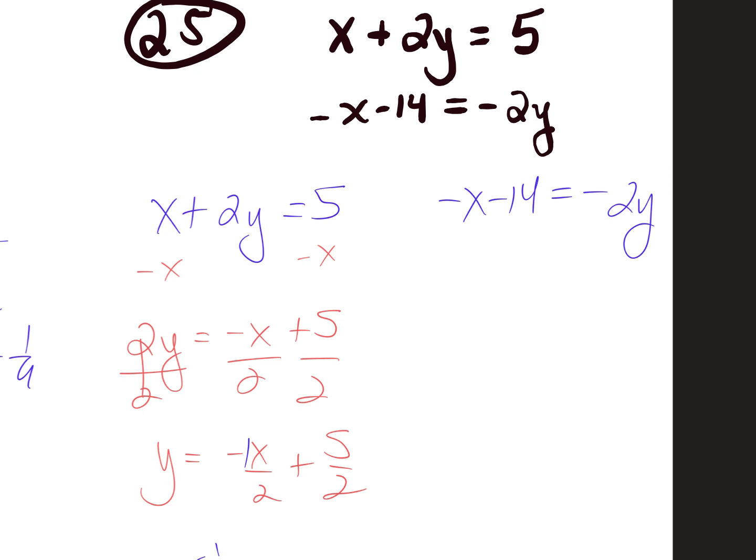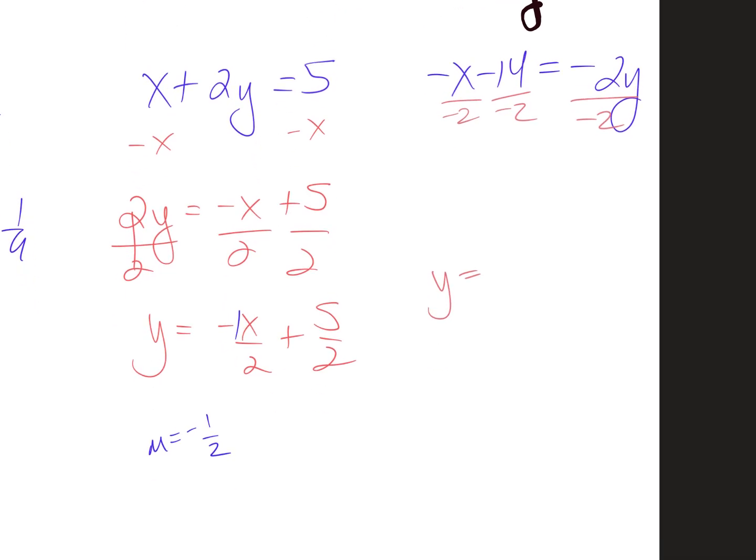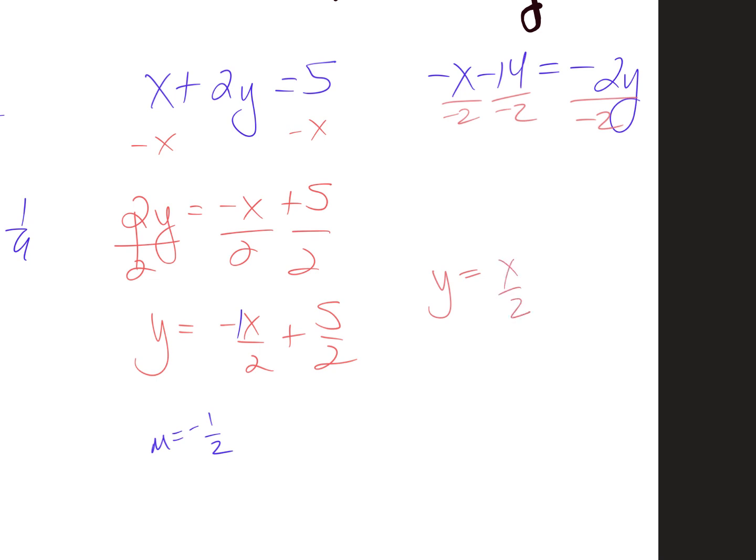So here, you can do one of two things. You can move the y's to the left and the x and everything to the right. Or, can you just divide everything by -2? Are you guys okay with that? And then I can rewrite this as y equals, what's a negative divided by a negative? Positive. So x over 2 plus 7. What is the slope here? What's the number that's in front of x? So my slope here is 1/2.